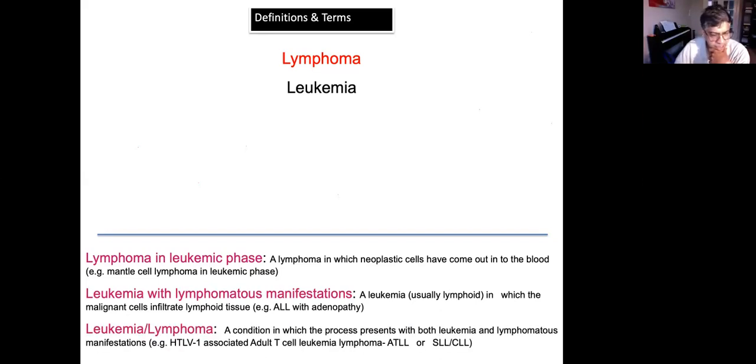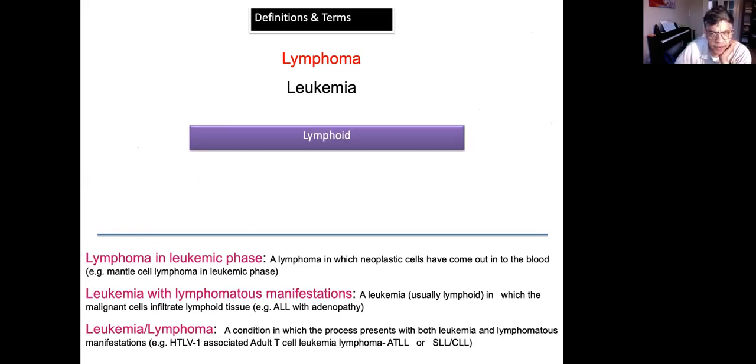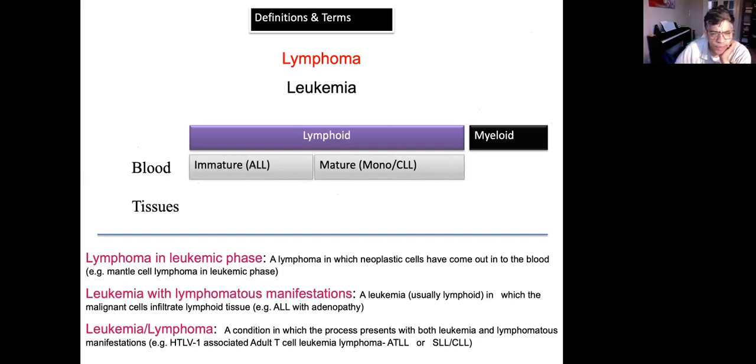And of course, things can present both ways, with cells in the blood and cells in solid tissues and lymph nodes. You should not have this misconception that lymphoma is always presenting in solid organs, whereas leukemia is always in the blood. So we discussed lymphoid and myeloid last week, and they can occur in blood and tissues, and they can be immature lymphoid or mature lymphoid. And you have lymphoma, which is lymphoid and occurs in tissues as solid lymphoid, which is what we discussed last week. So this week, we are going to discuss the immature leukemic proliferations.